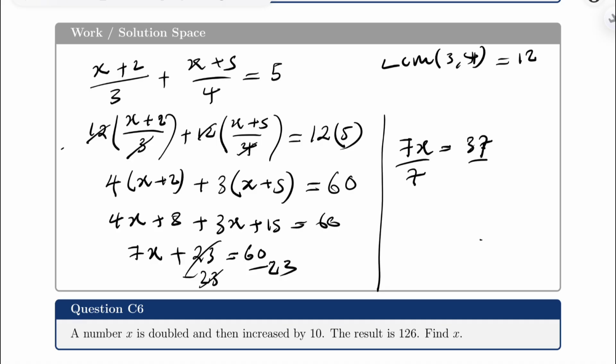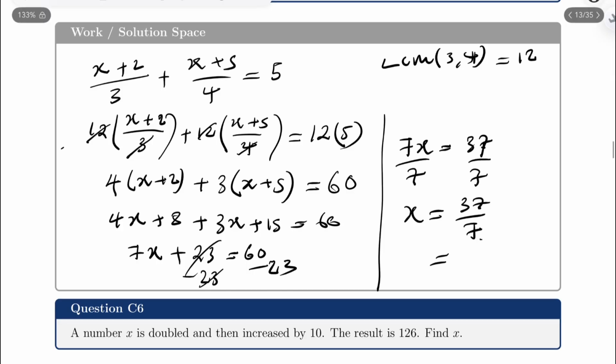Then divide throughout by 7. I have x is 37 divided by 7, okay? Which I can write as a mixed fraction, which is just 5 whole number. I think I remain with 2 divided by 7. Then we're done.